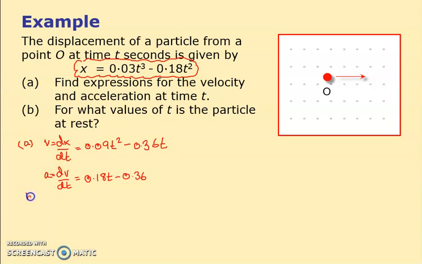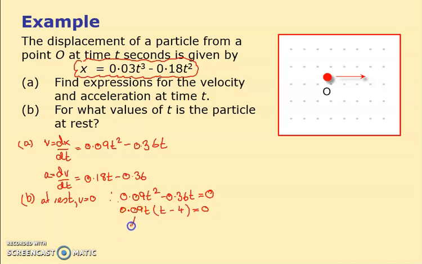So part B, what does part B say? It says, for what values of t is the particle at rest? Well, at rest is a posh way of saying v equals 0. So which one is v? v is this. So therefore, 0.09 t squared minus 0.36 t equals 0. Now you could use your posh button on your calculator to solve this. I reckon I can just factorise it with one single bracket. 0.09 goes into both of them, and t goes into both as well. And when I factorise, I think I get 0.09 t times (t minus 4) equals 0.